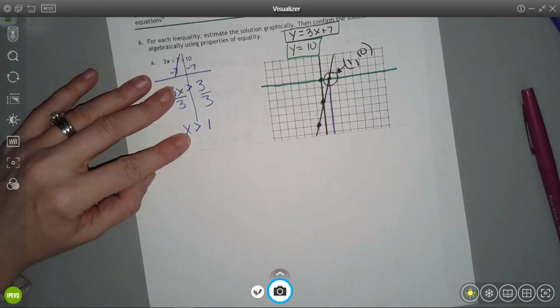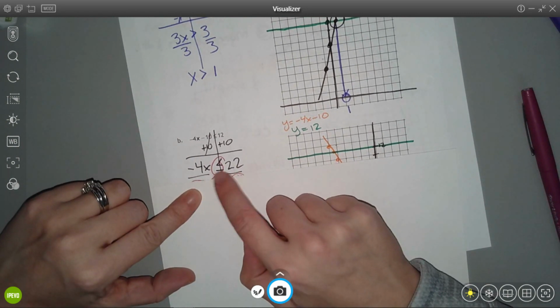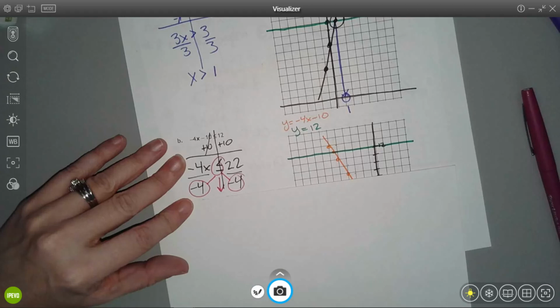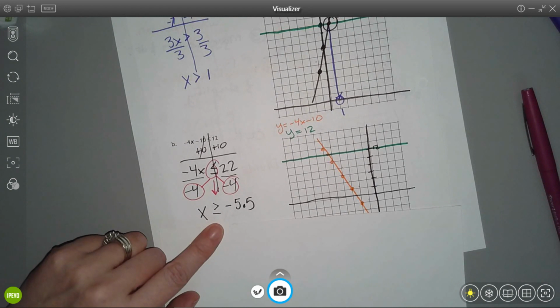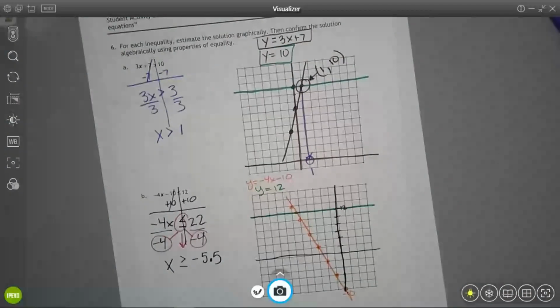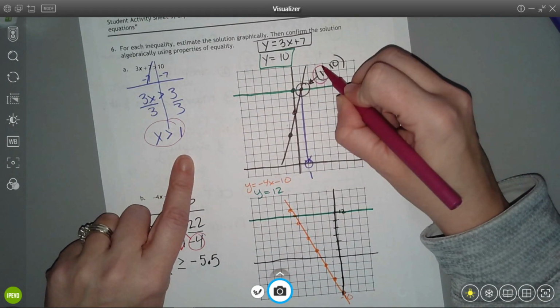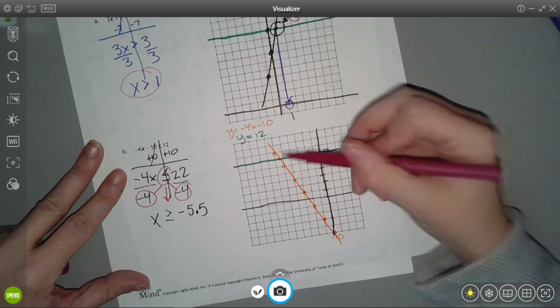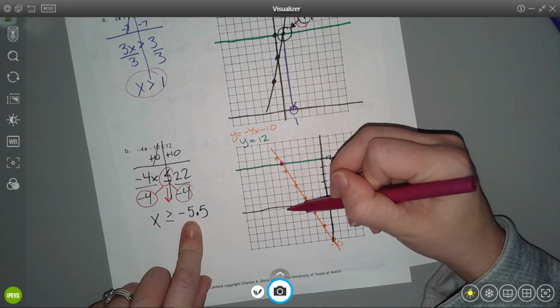When I look at letter B, again, same thing here, guys. But the one thing I want to point out to you is that we are dividing this by a negative. When we divide by a negative, ding, ding, ding, you must flip your sign, okay? And again, you can take a look at my 2 graphs here and maybe make some connections where my 2 lines intersect. We said x is greater than 1. Over here, where my 2 lines intersect, it says negative 5.5. Well, x, negative 1, negative 2, negative 3, negative 4, negative 5.5. It's right there also, okay?